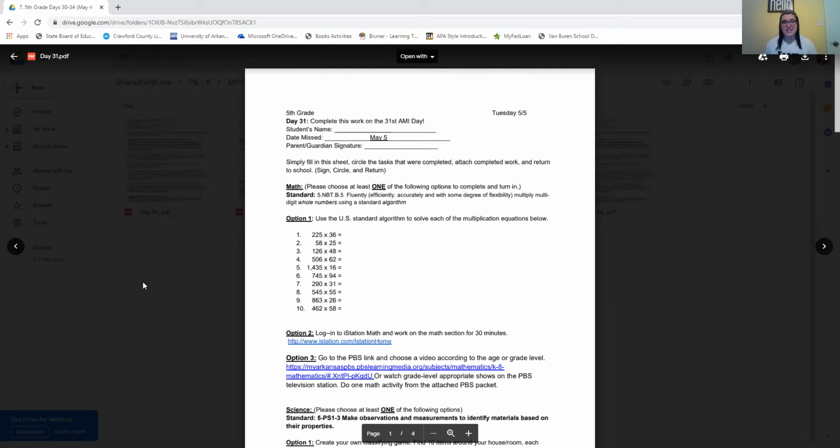It tells you to use the standard algorithm or the standard method, but you could also use the box method or the break apart method. Use whatever way helps you to solve those 10 multiplication problems. Or you could choose to do option 2 today, which is to log on to iStation Math and work on the math section for 30 minutes. So it gives you this little iStation link to get you to iStation Home, where you can work on iStation from home. Work on iStation Math for 30 minutes.